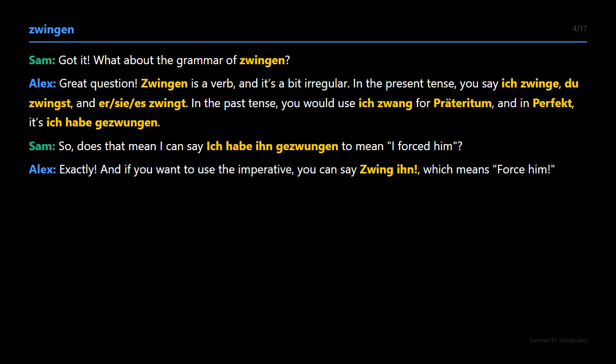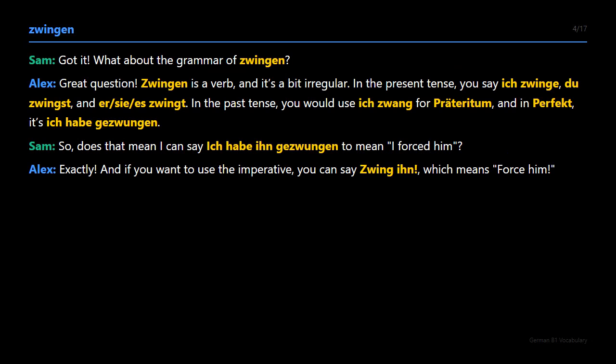In the past tense, you would use ich zwang for Präteritum, and in Perfekt, it's ich habe gezwungen. So, does that mean I can say, ich habe ihn gezwungen, to mean I forced him? Exactly. And if you want to use the imperative, you can say, Zwing ihn, which means force him.